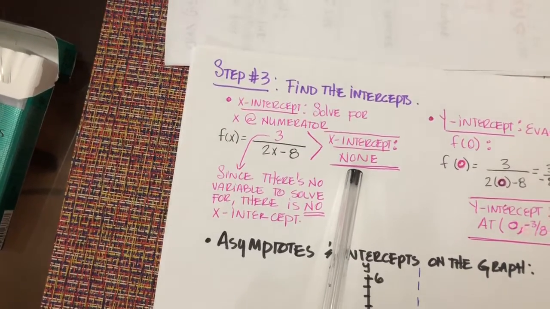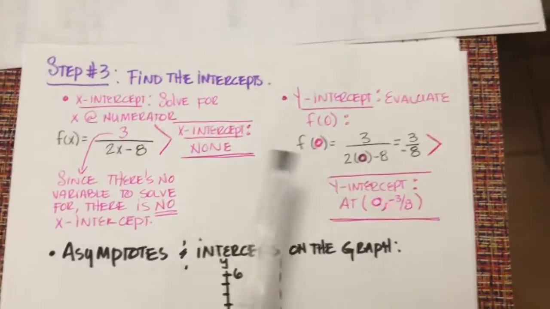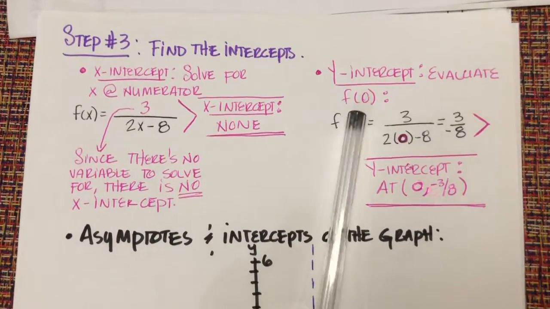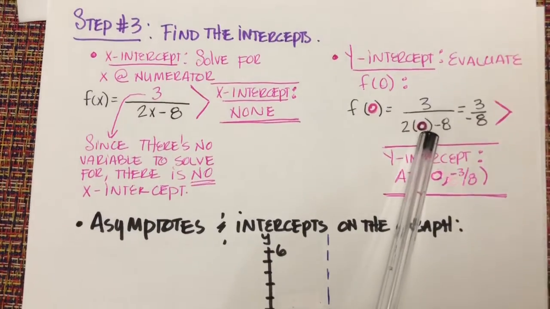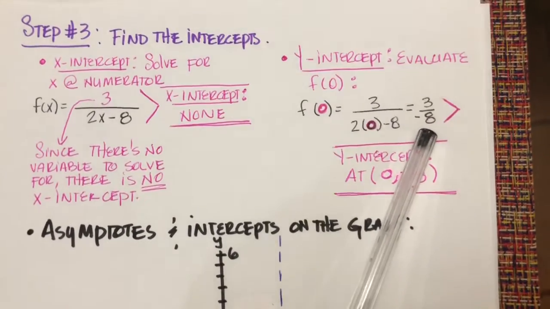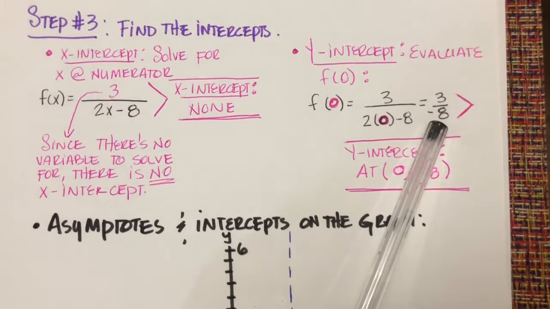It has no x-intercept. Then, for the y-intercept, I evaluate the function at 0. So f of 0 is equal to 3 over 2 times 0 minus 8. That gives me the value of 3 over negative 8.